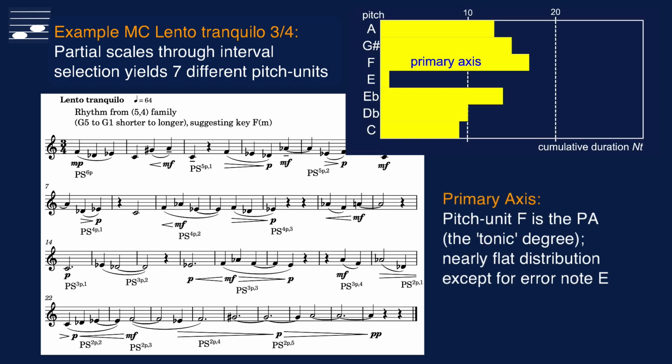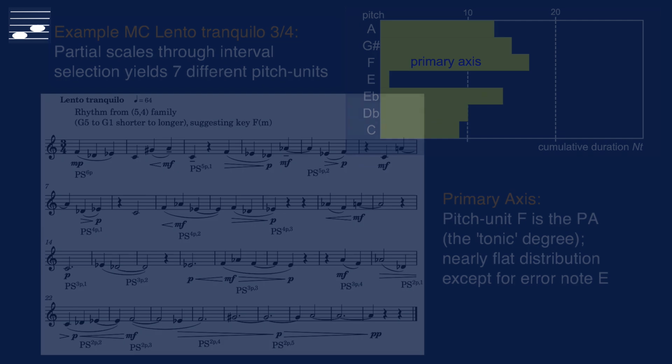From the cumulative pitch duration plot, we conclude that the pitch unit F is the primary axis, confirming the design of this continuity around key root F. The distribution is fairly flat, with all pitches being used more or less equally long, except for the wrong note E natural, which is an error on my side, as I reported in the previous episode. All pitches may be interpreted as a specific degree of function in the key of F minor.